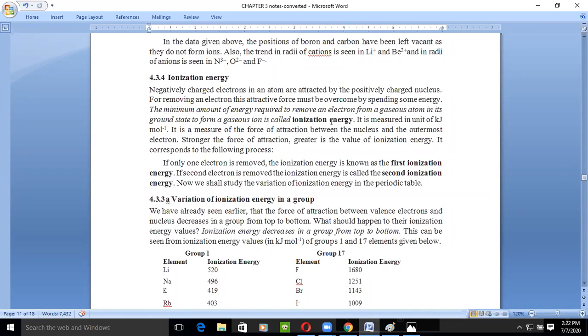Ionization means formation of ions, right? An ion can only be formed when we remove the outermost electron. If we add some electrons to an element, an ion also forms. That is how the charge is placed over there. So if you want to form a gaseous ion, you have to give the minimum energy that breaks the force, the bond between the nucleus and the outermost electron, so that you can form an ion. That is known as ionization energy.